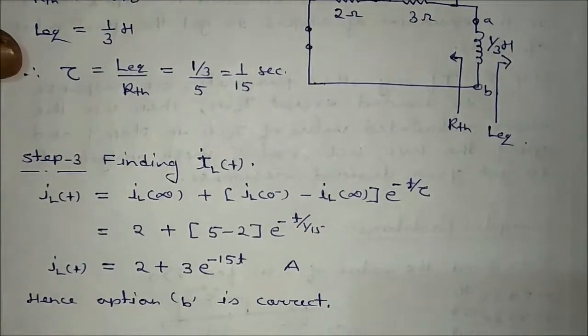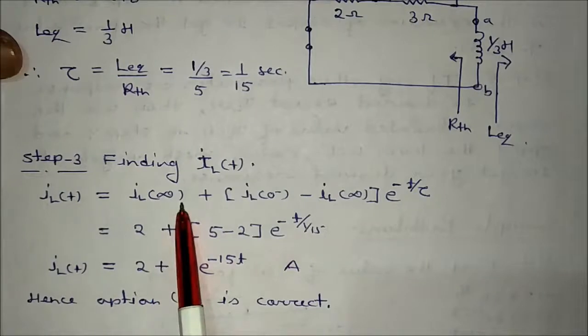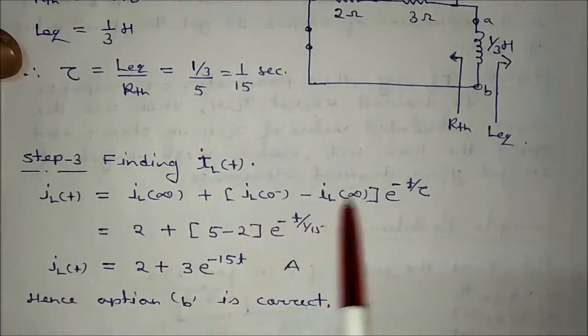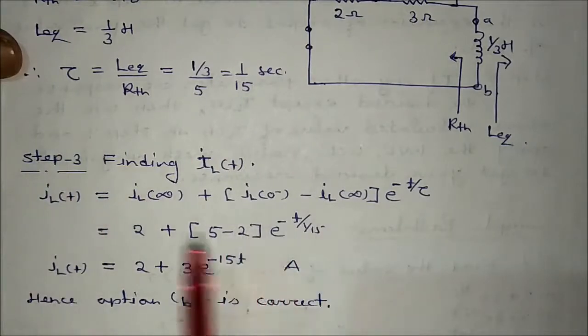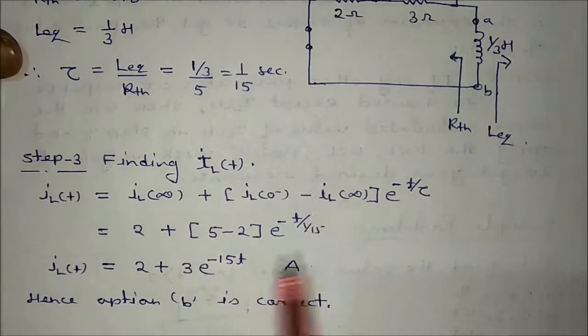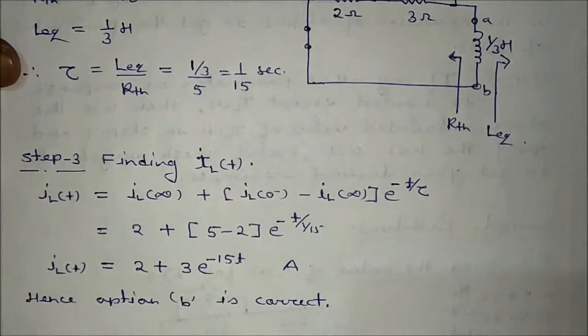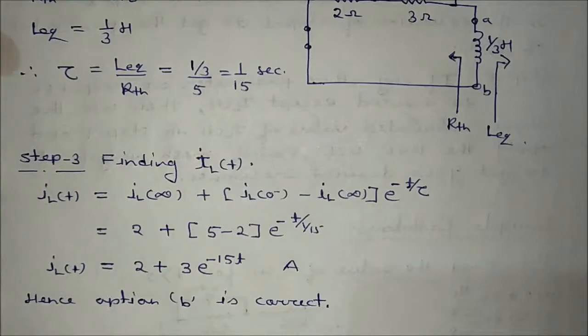Now the next step is to get the value of iL(t) that has been asked in the problem, and iL(t) we know is equal to iL(infinity) plus (iL(0 minus) minus iL(infinity)) e to the power minus t by tau. Put in all the calculated values: iL(infinity) is equal to 2, iL(0 minus) is 5, and tau is equal to 1 by 15. You will get the answer 2 plus 3 e to the power minus 15t. Hence option B is correct.